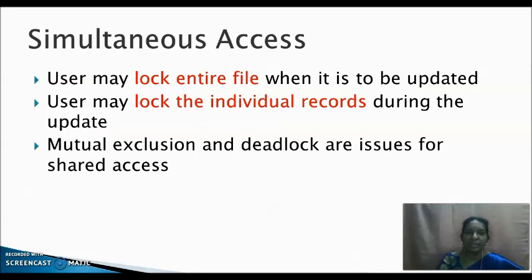The next one is simultaneous access. The user may lock the entire file when it is to be updated. The user may lock the individual record during the update. So when we talk about simultaneous access, we have to take care of mutual exclusion as well as deadlock issues.